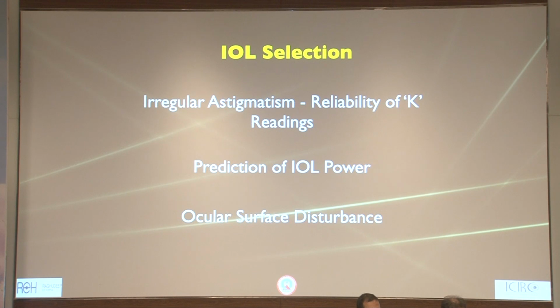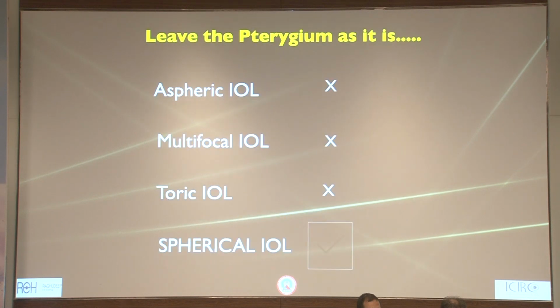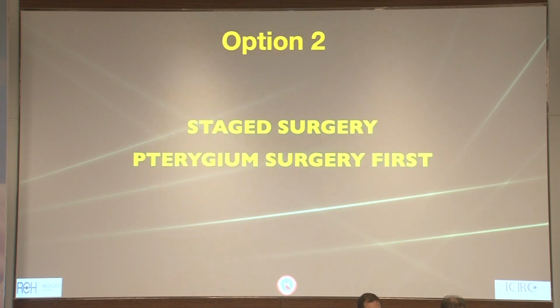So if I have an irregular astigmatism where two of the readings are not in sync with each other, and I may not be able to accurately predict the IOL power, I'm going to counsel the patient for an ocular surface disturbance as well and long-term lubricants, but I will also not go in for an aspheric. A multifocal toric is a no, because the amount of astigmatism is not that high, and therefore we would advise a spherical IOL for this.